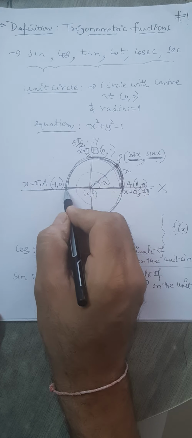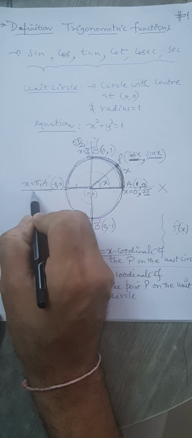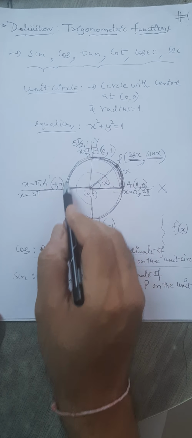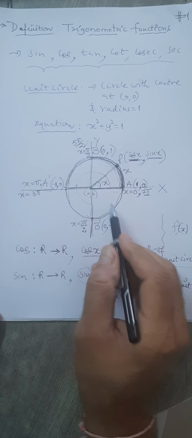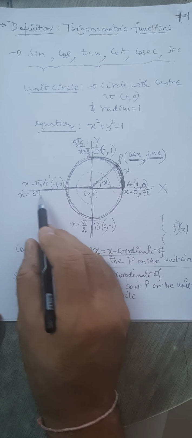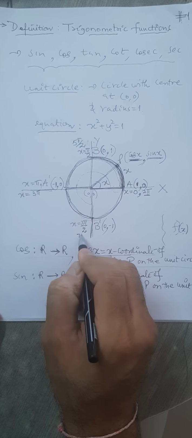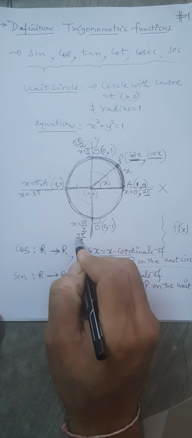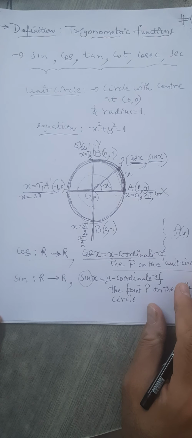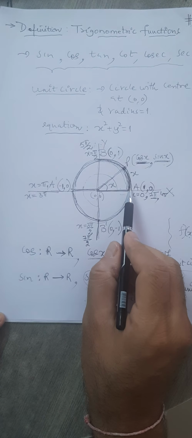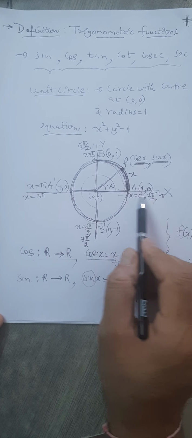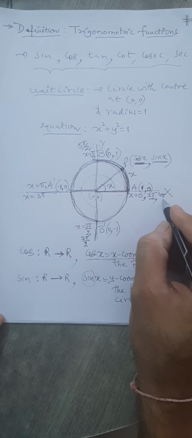If I continue the same way, one revolution plus half revolution, so now the arc length becomes 3 pi. Why 3 pi? One revolution is 2 pi and then half a revolution. Then next, this arc length is pi by 2, so 3 pi plus pi by 2 becomes 7 pi by 2. And now if I complete 2 revolutions, this is 4 pi. One revolution is 2 pi, the second revolution is 4 pi. If I take the third revolution, this becomes 6 pi.